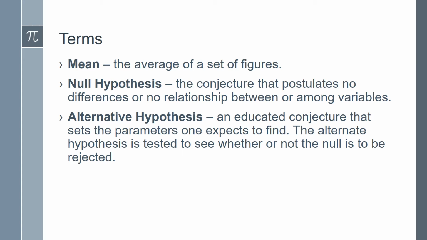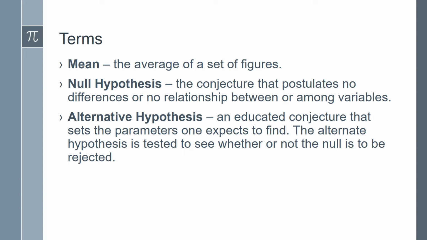So the first term we have is mean. The definition for mean is the average of a set of figures. So what we're doing is we're looking at a certain mean population, and we're converting the average to a specific value. The next term is the null hypothesis.